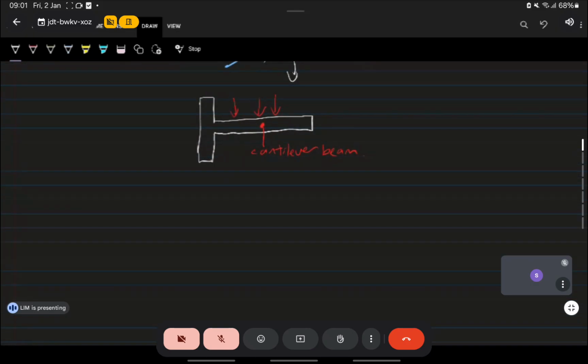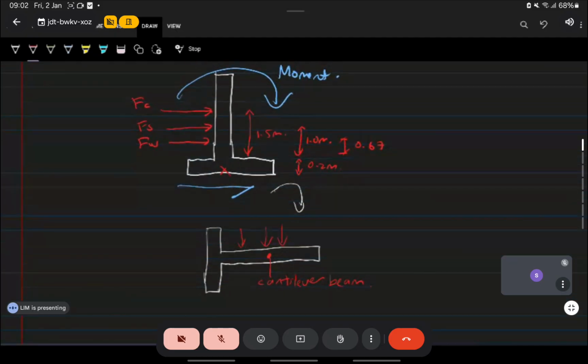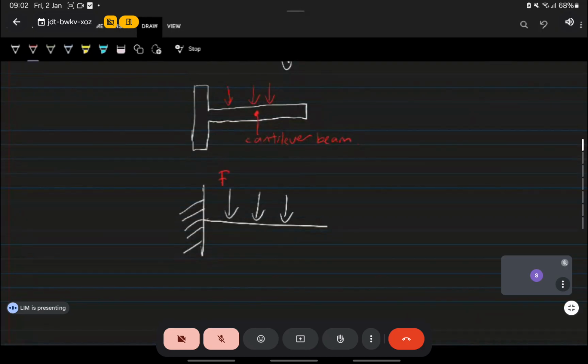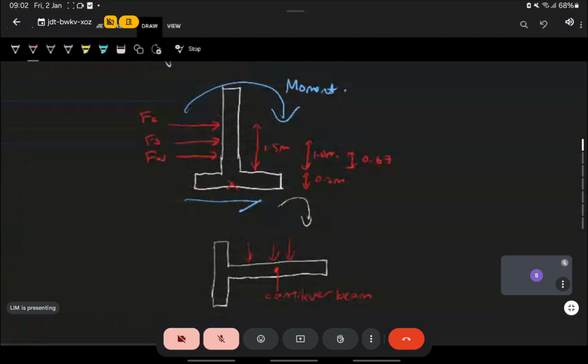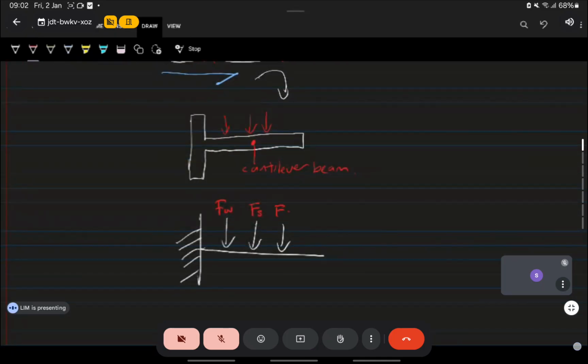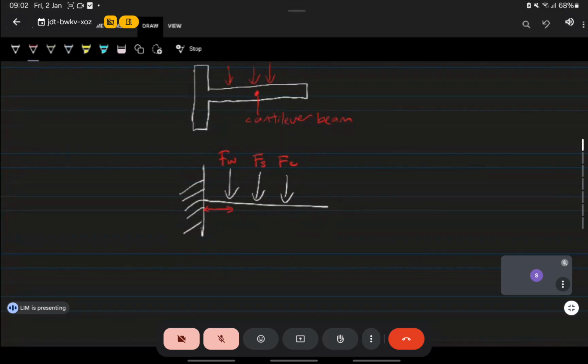So to calculate the moment, you treat this as fixed support. You take that as a cantilever, and then you take your load here. Do you know how to calculate the moment? So this is FW, FS, FC. This distance is 0.67, this distance is 1, this distance is 1.5.